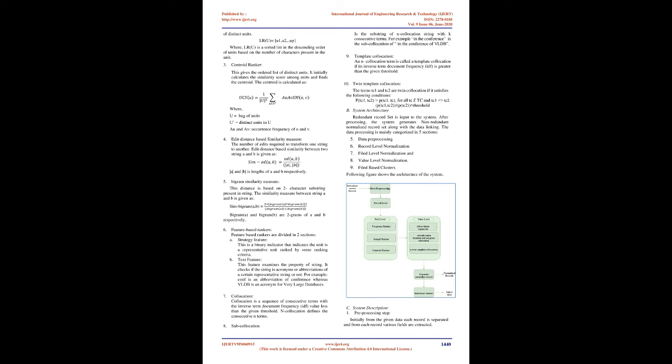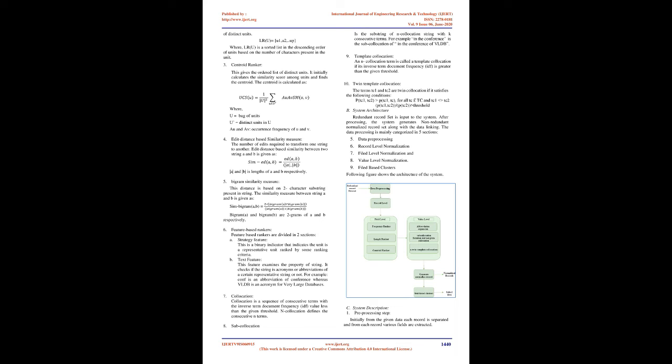9. Template collocation. An n-collocation term is called a template collocation if its inverse term document frequency, IDF, is greater than the given threshold. 10. Twin template collocation. The terms TC1 and TC2 are twin collocations if they satisfy the following conditions. P(TC1, TC2) and P(TC1, TC2)/P(TC2) compared against a threshold.